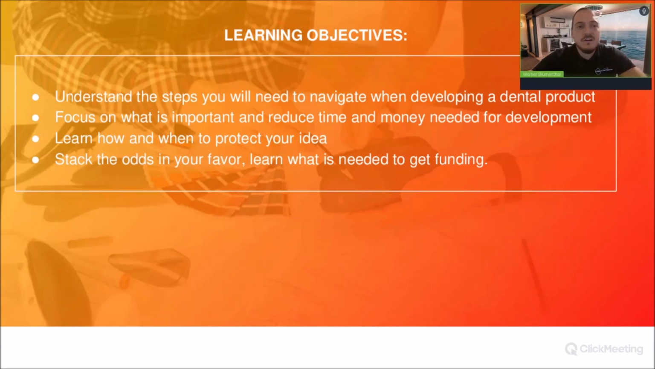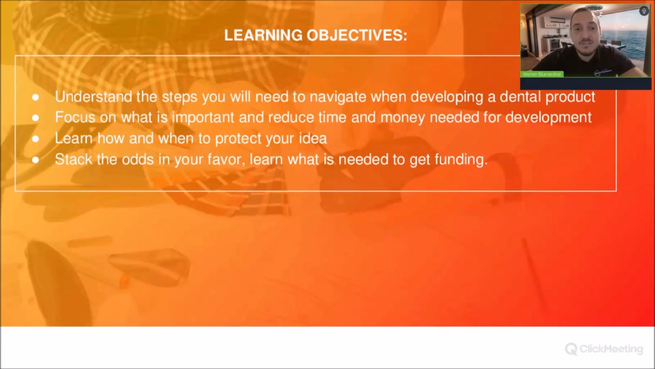So let's focus real quickly on the learning objectives. The learning objectives of today are to understand the steps you will need to navigate when developing a dental product. So I'm going to try to go at a high level over all the steps that you would be encountering when developing a product. Specifically, I'll try to lean into a product in the dental field so that it resonates a little bit more with the audience. We also want to make sure that we point out what you want to focus on in order to reduce time and money needed for development.